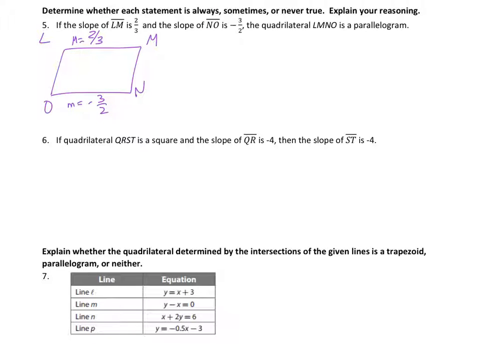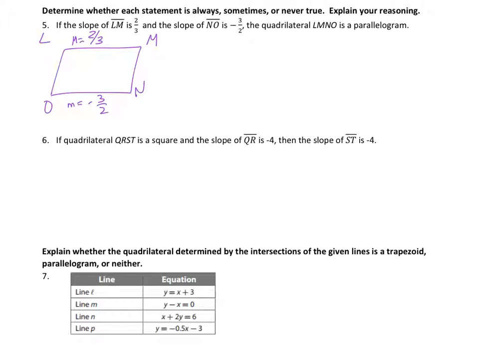And number 5 and 6, we need to determine if the statement is always, sometimes, or never true, and we need to explain the reason why that is. So if we have the slope of side LM is 2/3 and the slope of side NO is negative 3/2, then they're saying that the quadrilateral LMNO is a parallelogram.